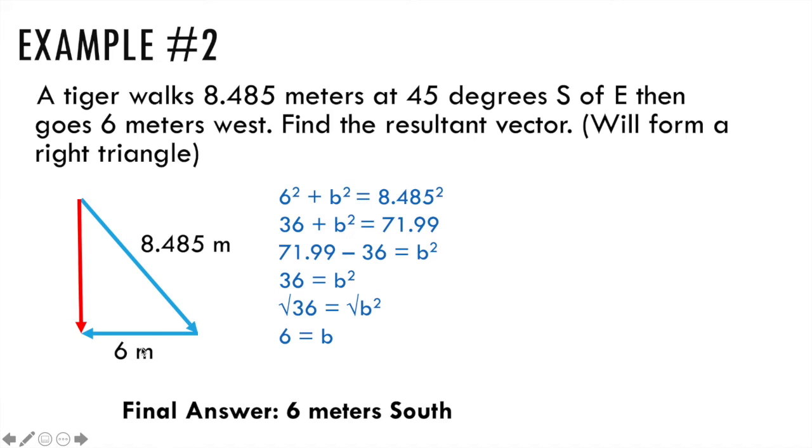All right. Then for direction, I want to know which direction this resultant vector is going. And it's not going anywhere at an angle. It's just going straight south, right? So when you're drawing this out and you just see it's going north, south, east, or west, you don't have to do a trig function. You just say it's going south, right? So my final answer is 6 meters south.